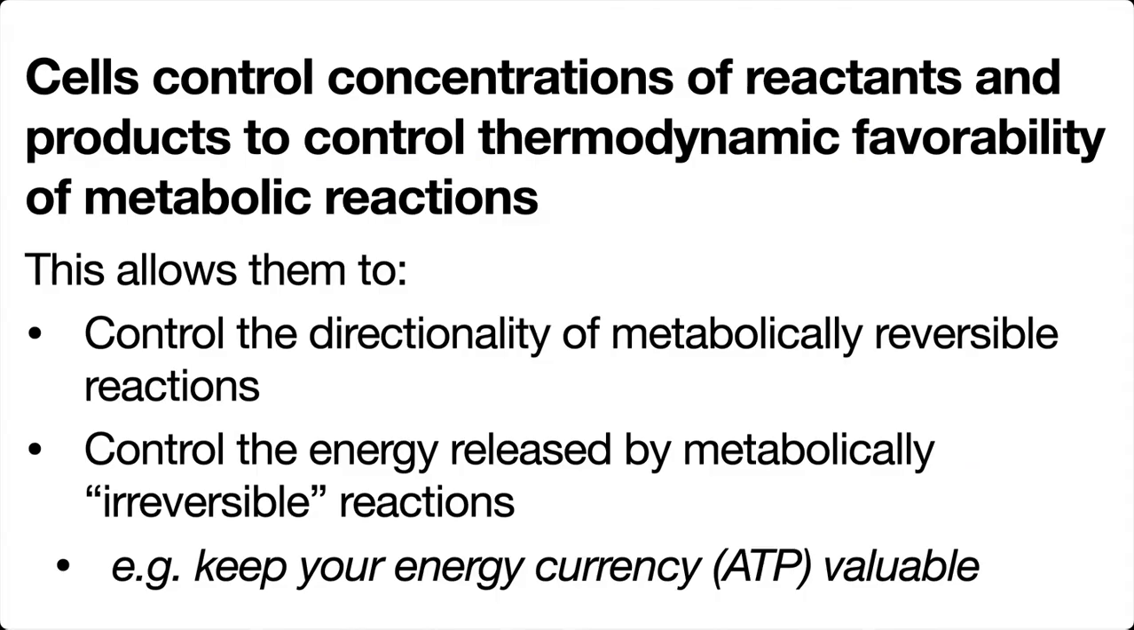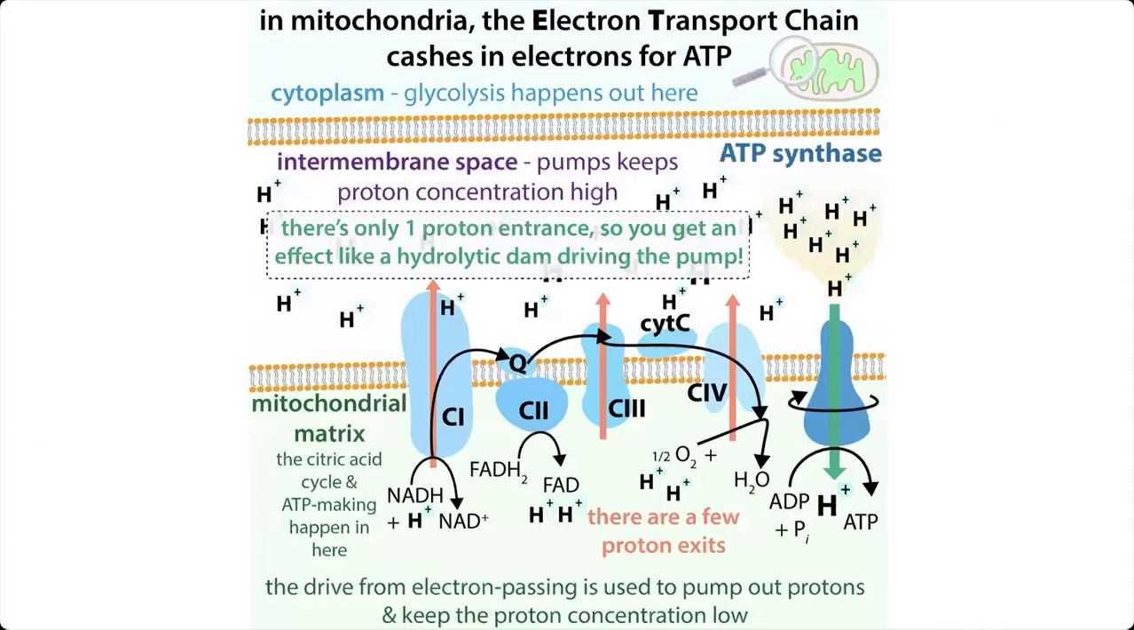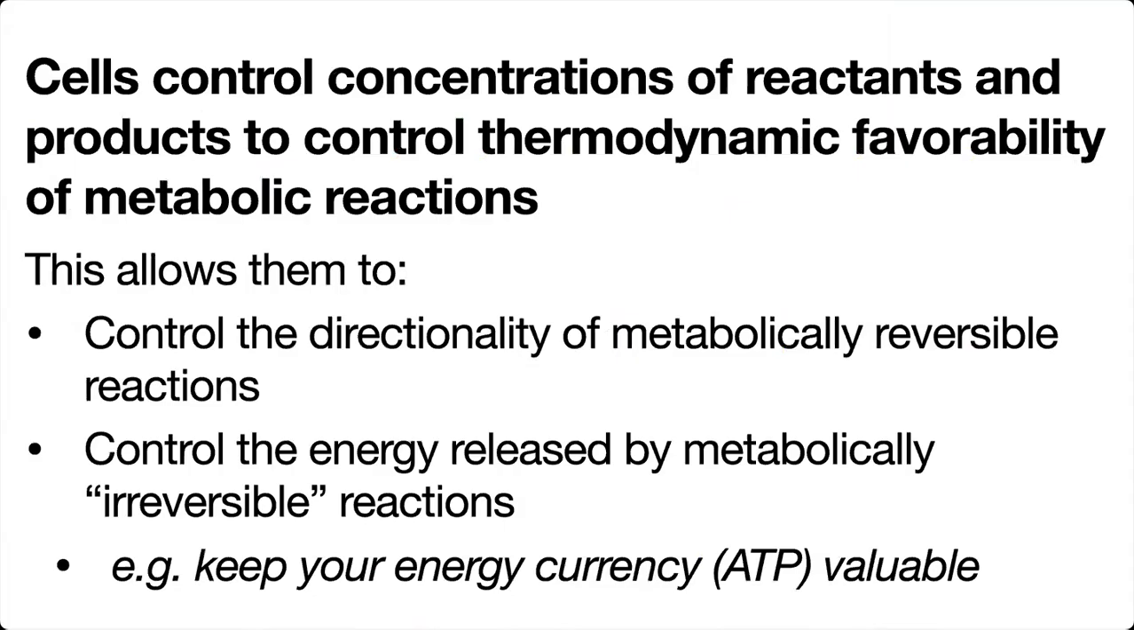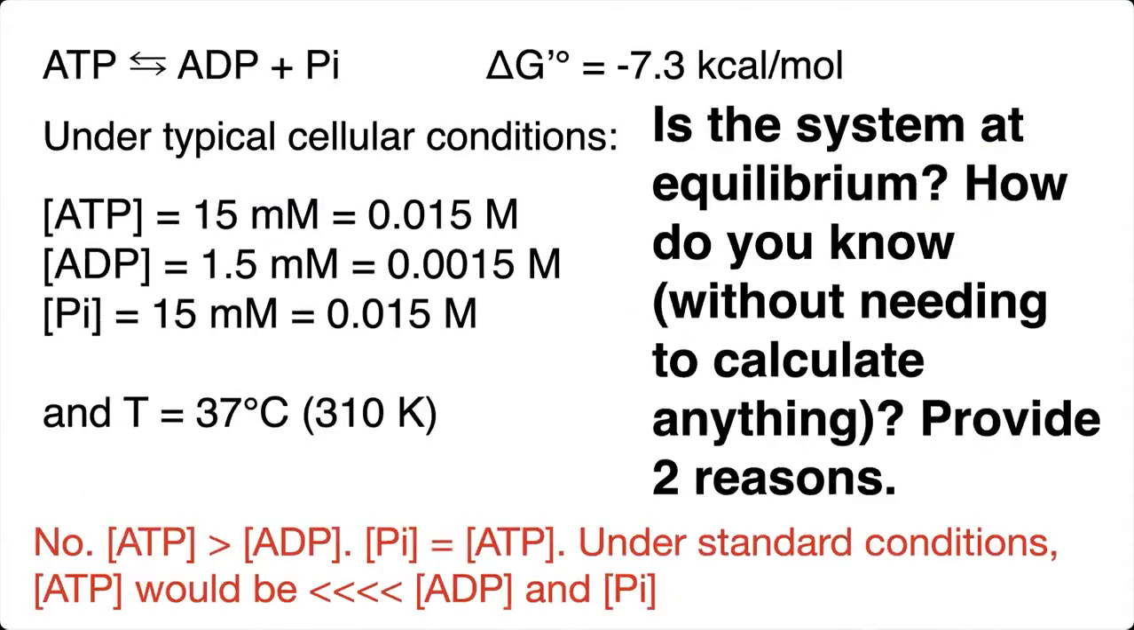We can't just stick the phosphate group back on the ADP to make ATP unless we put in energy, which we can do. We could use the energy from redox reactions in order to do that. But we can't just change concentrations in order to do that. But we can control the amount of energy that we'll give off.